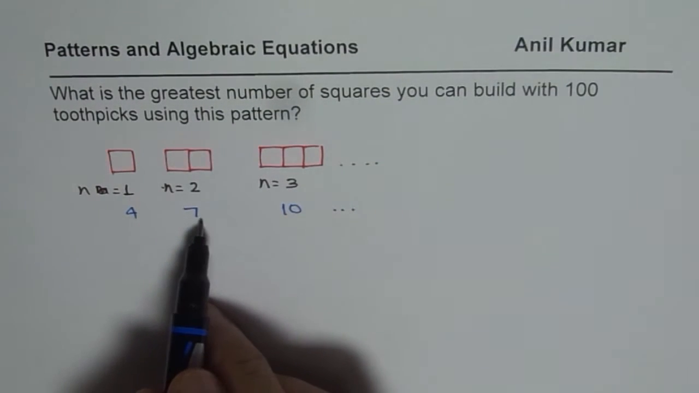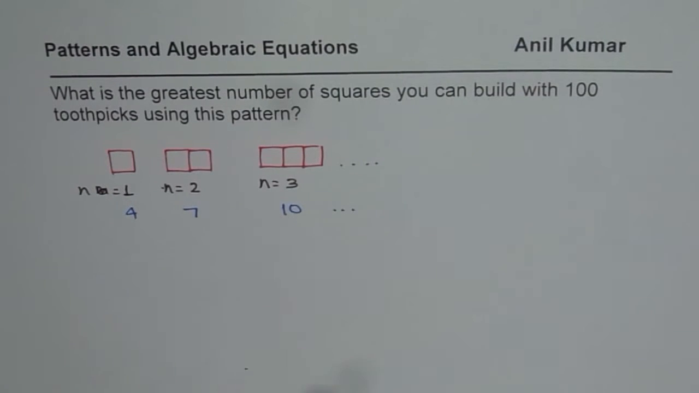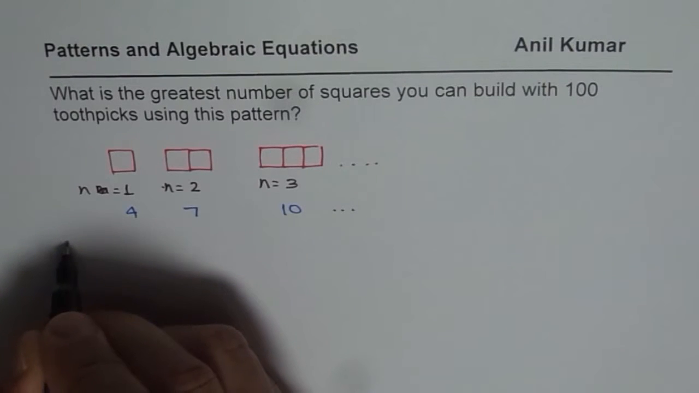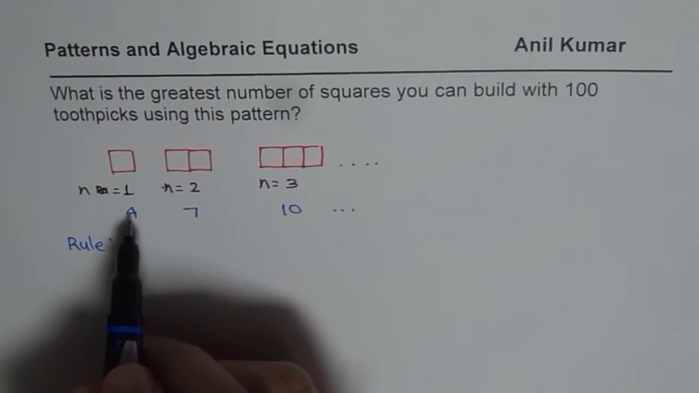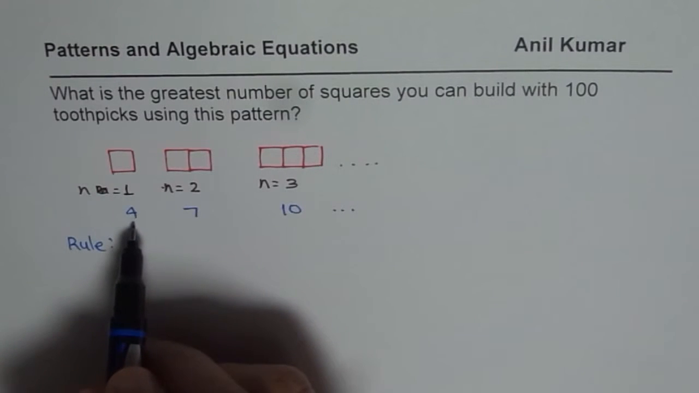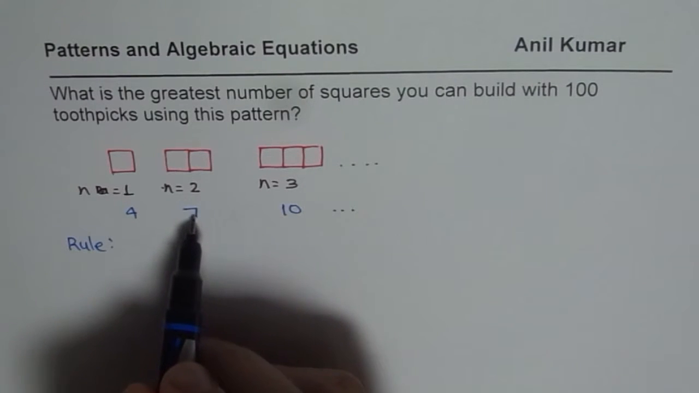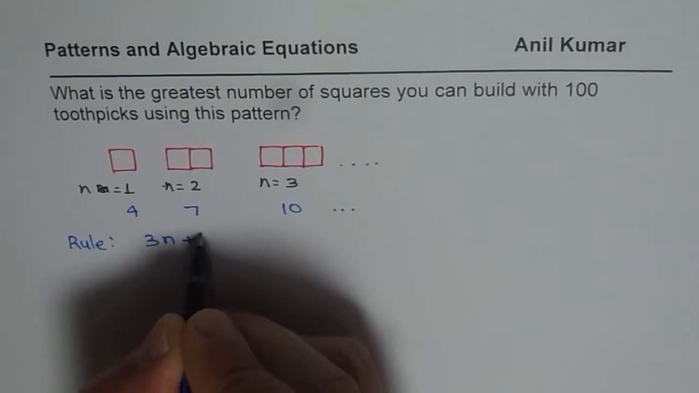So the number of toothpicks is increasing by 3. Since the number is increasing by 3, we could write down an expression. So our rule could be times 3. So if I do times 3, 1, what do I get? I get 3. And how do I get 4? By adding 1. Okay. 3 times 2 is 6 plus 1 is 7. So I get a rule which is 3 times n plus 1.